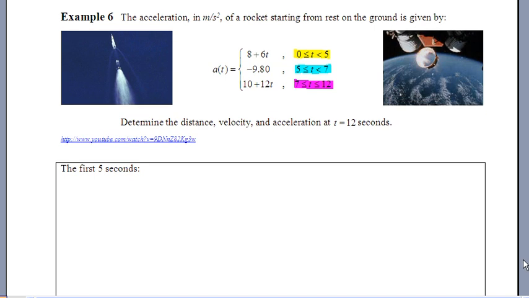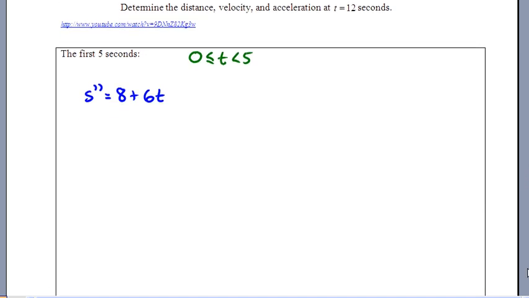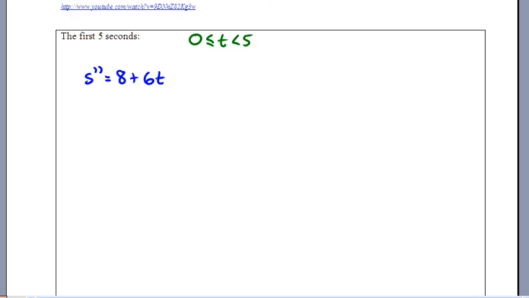For the first 5 seconds, just for those 5 seconds when the first stage is running, so I'm talking about the time on the clock that would go from 0 out to 5. During that time, they're telling me that the acceleration, that's s double prime, right? They're saying s double prime is equal to 8 plus 6t. So this acceleration improves as time goes by. That's what the plus 6t is going to do. And that's because the stage gets lighter, right? There's going to be less fuel on board.